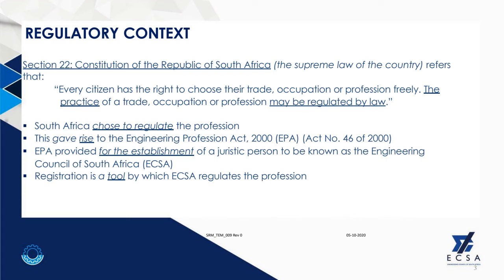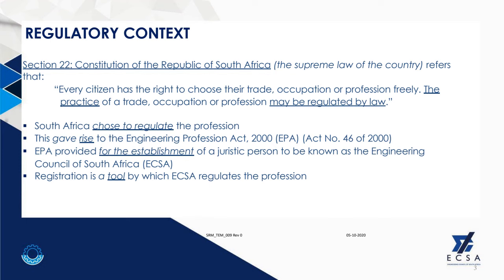Then South Africa chose to regulate the profession, as is stated in the constitution, to say it may be regulated by law, that is what will be done in the profession or the trade or occupation. And this gave rise to the Engineering Professions Act 2000, Act number 46 of 2000, abbreviated as the EPA. The Act provided for the establishment of a juristic person to be known as the Engineering Council of South Africa. So council is seen as a juristic person, meaning the person representing the whole part of what you're talking about. And I'll just give a little bit of information with regards to that.